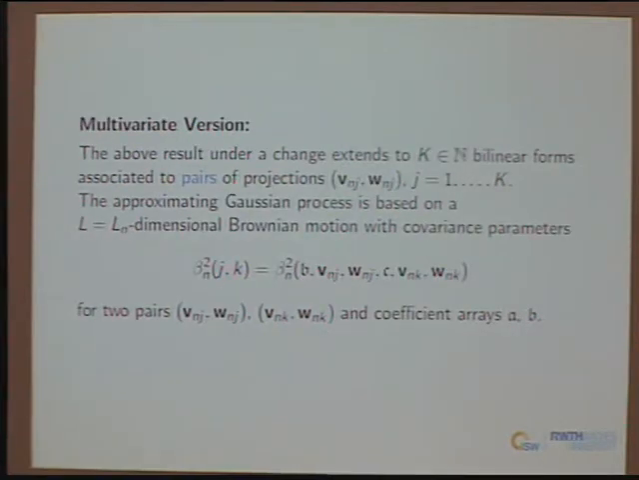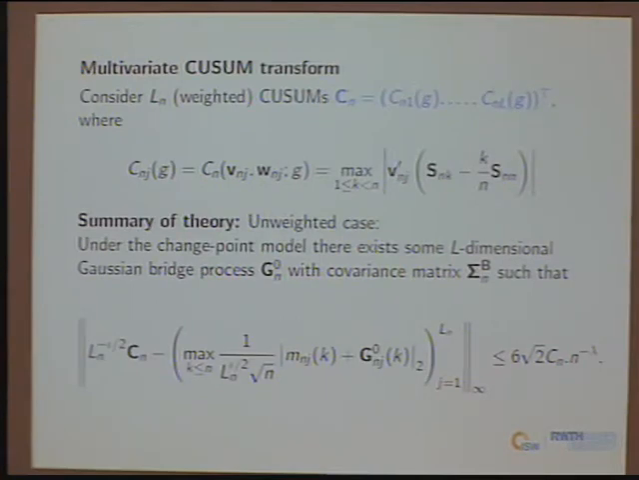The multivariate version can also be approximated. So we have our pairs of projections, and now the covariance parameters arise between the Q-sum statistics for two pairs of weighting vectors, and an array of coefficients before the change and an array of coefficients after the change. And so here are again written down the Q-sum statistics we want to approximate, the non-standardized version.